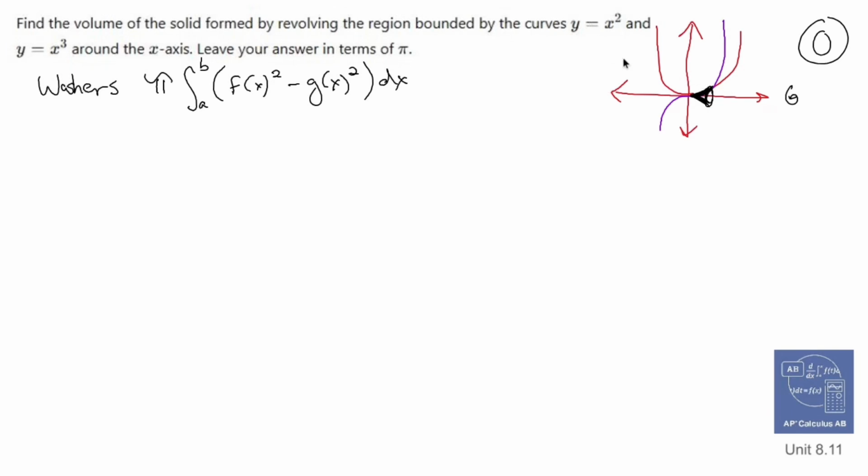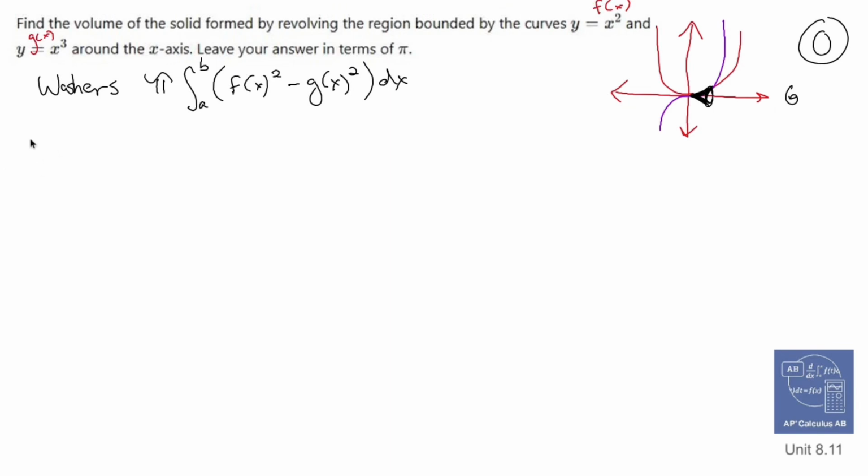According to the picture I drew, my top equation appears to be x cubed, or do I have it backwards? No, my top equation is actually x squared. So x squared is going to be f of x, and x cubed is going to be g of x. Does it matter? No, because I'd get the same exact answer but negative, and I'll just make sure it's positive.